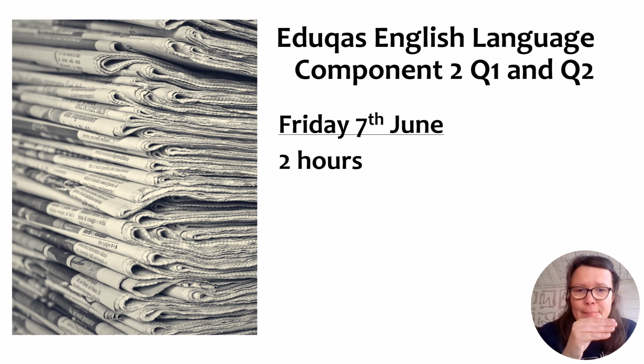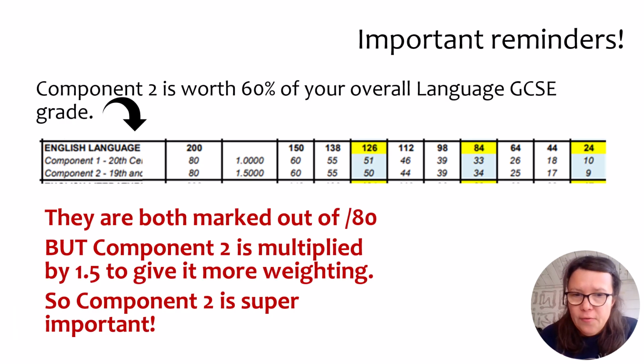If you're sitting the exam this summer, which is 2025, it is on Friday the 7th of June and it's obviously 2 hours long. So firstly, and very importantly, Component 2 is worth 60% of your overall English language GCSE grade. Have a look at last summer, so 2024 grade boundaries, which I have put on the screen for you.